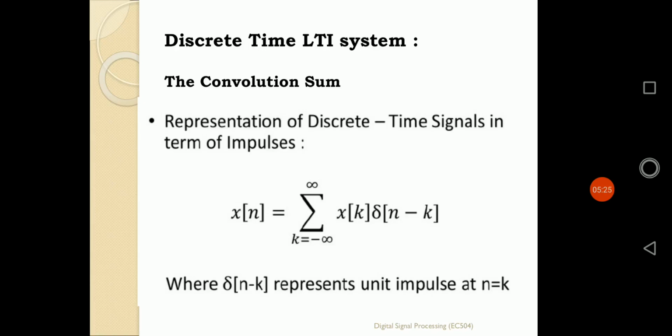Certainly it can be represented as x of n is nothing but summation of k ranges from minus infinity to plus infinity, x of k multiplied by delta of n minus k. That means whenever a system is being multiplied by impulse train for different values of k, for negative and positive values, and if we sum all the values there, we are certainly getting the value of that input for that discrete LTI system. What we have to define here is that delta of n minus k represents unit impulse function at the value of n equals k, as simple as that.